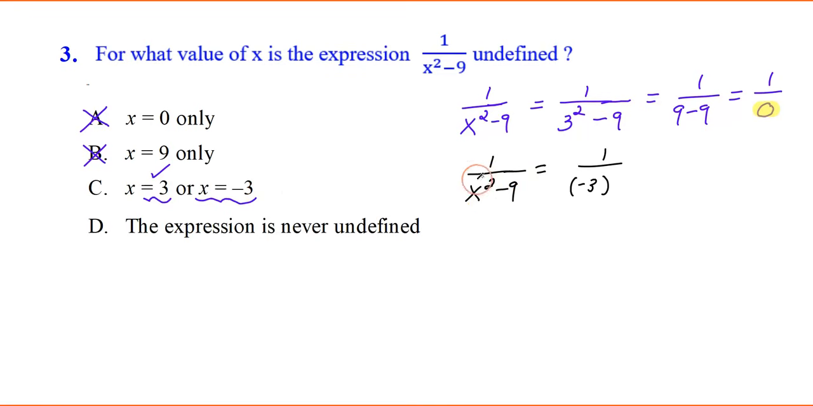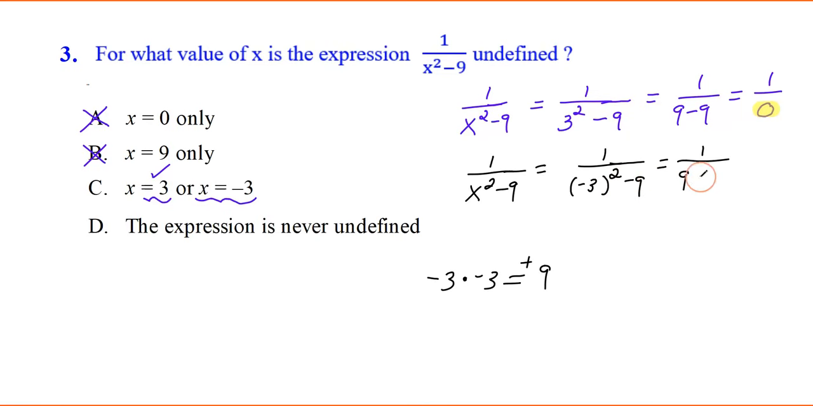Then bring over your squared. Bring over your minus 9. And let's simplify this. We have 1 over, what's negative 3 squared? Well, that means negative 3 multiplied by itself 2 times. So it's negative 3 times negative 3. 3 times 3 is 9. Negative times negative is positive. You don't need to show that positive sign. So in summary, negative 3 squared is just 9.